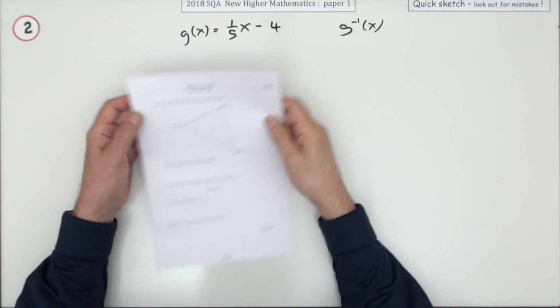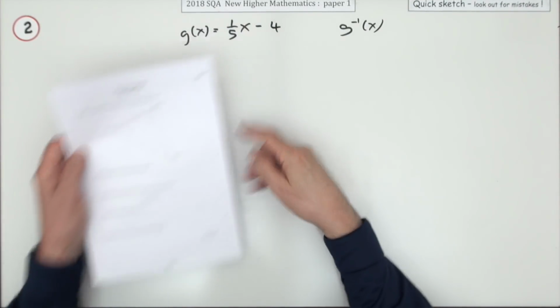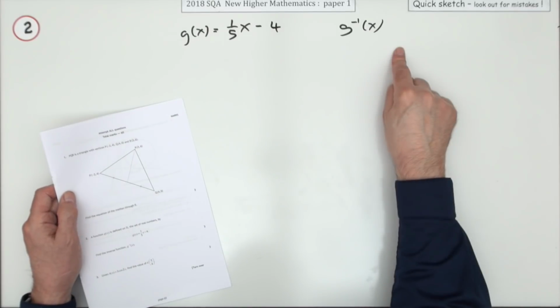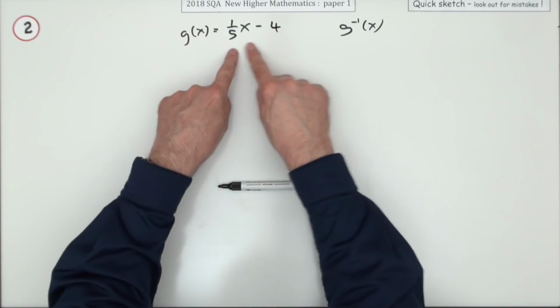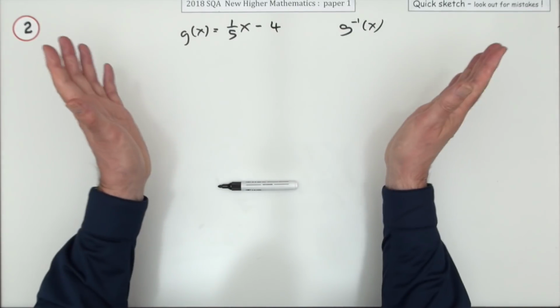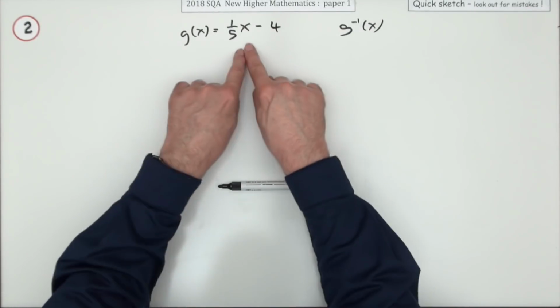Number 2 then, from paper 1 of 2018, 3 marks here for a function, find its inverse. Well, in fact, you could get that inverse just by looking at it. And last year they gave you 3 marks just for doing that, just for stating it, because that's so simple.